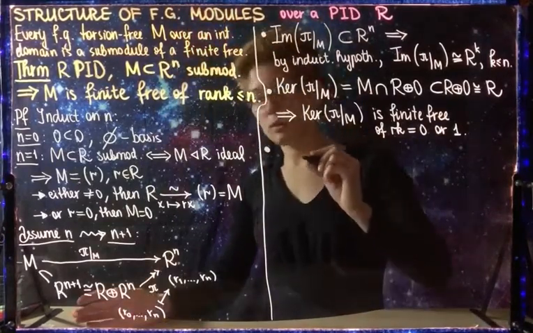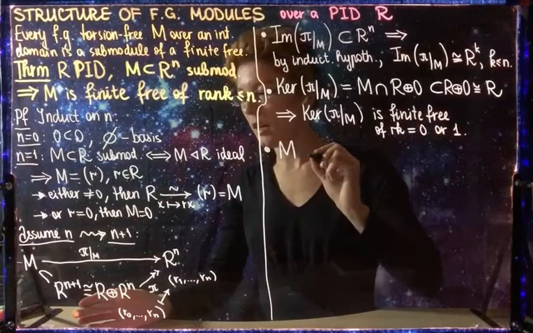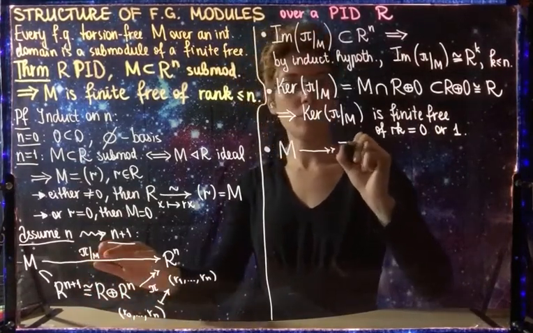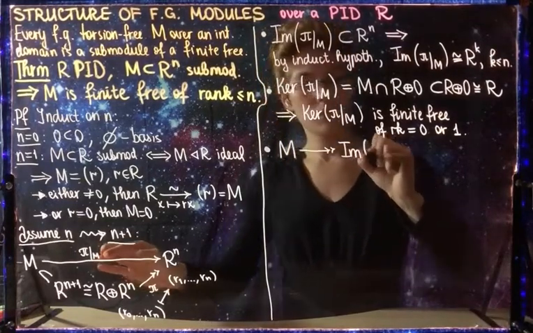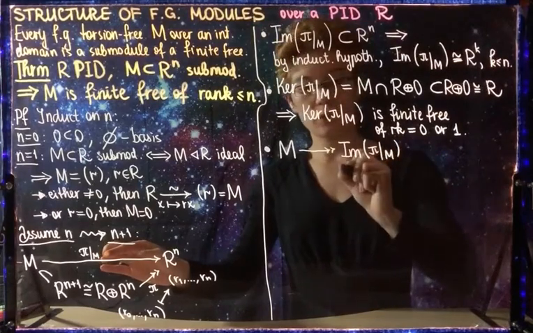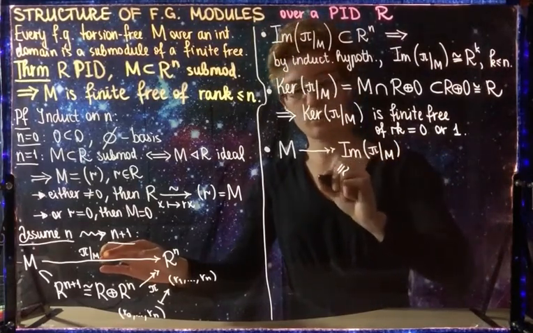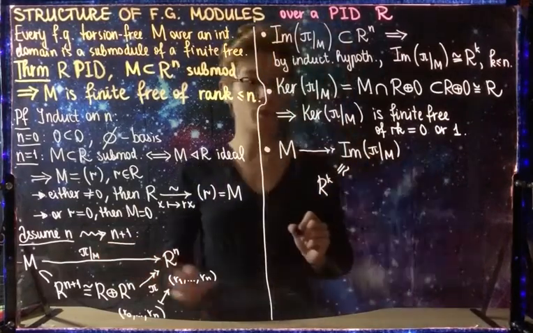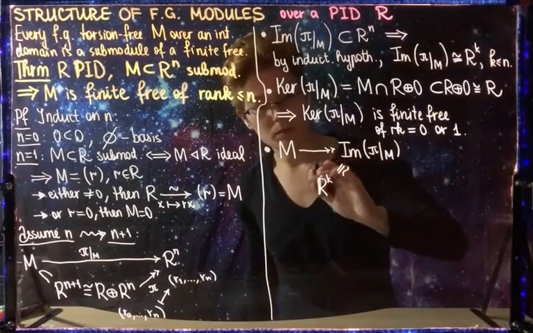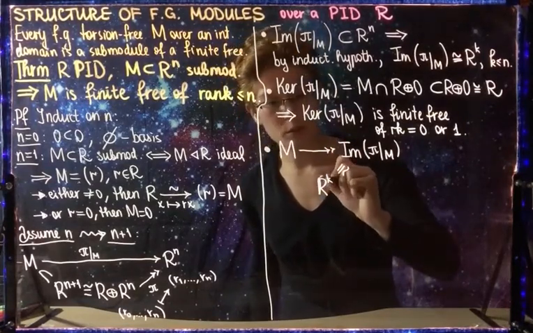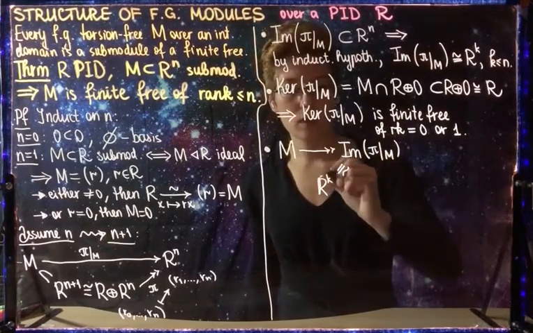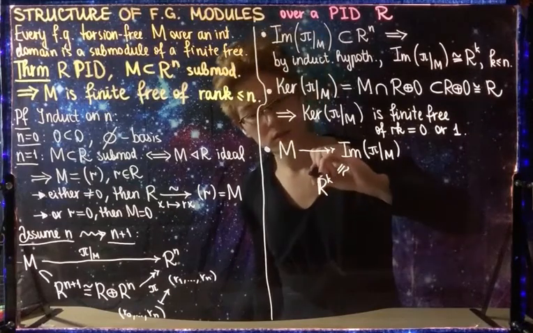Okay, so we have that M via pi restricted to M surjects onto the image of pi restricted to M, but this is isomorphic to R^k. And in the previous lecture, we proved that maps from free modules, in this case we have a bijection from bottom to top, lift against surjections.